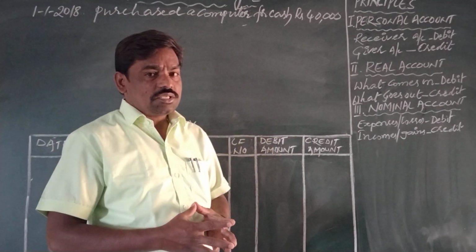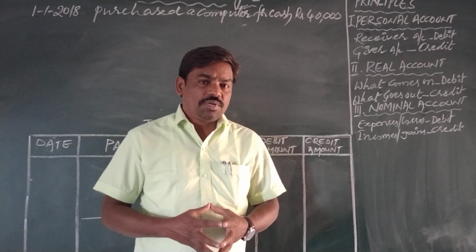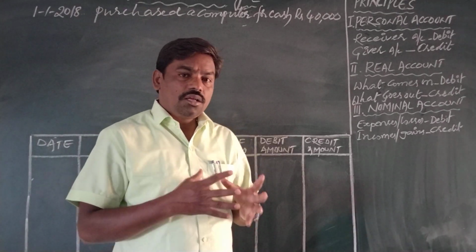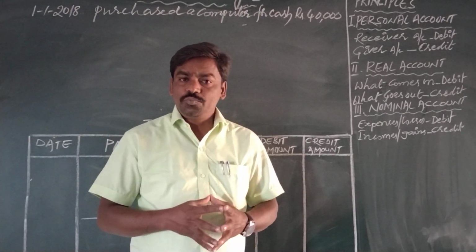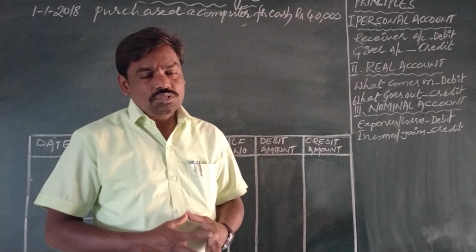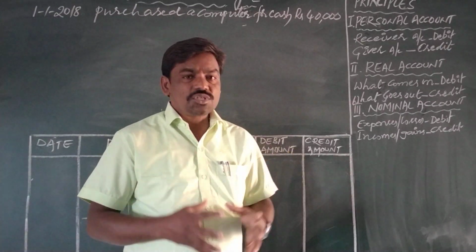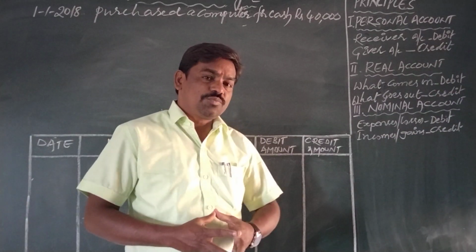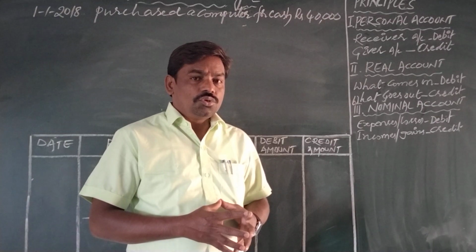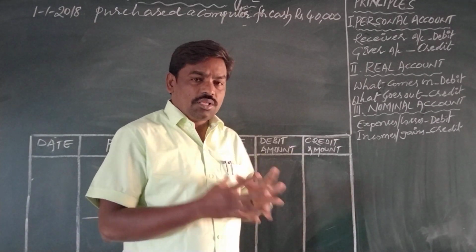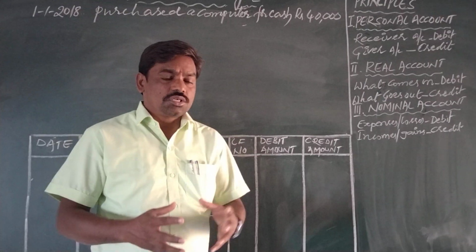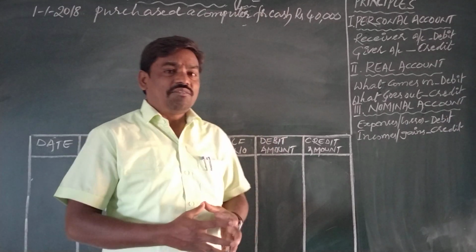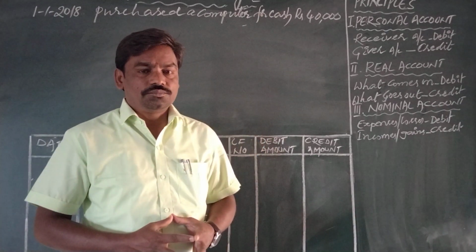And the third one is the nominal account. Nominal account principle is that expenses, losses, costs should be debited, and incomes, revenues, gains should be credited. So these are the three accounts and their principles. These principles are also called golden principles of accounting. Now, using these golden principles, we are going to journalize the business transaction in the book of journal. Just observe and follow the steps that I will explain in this video.